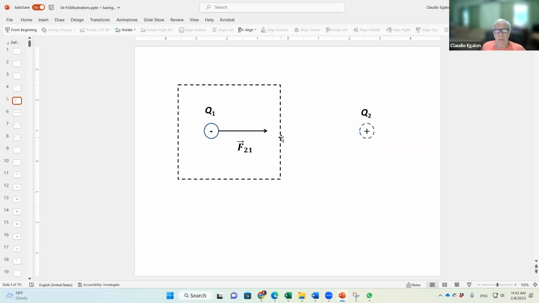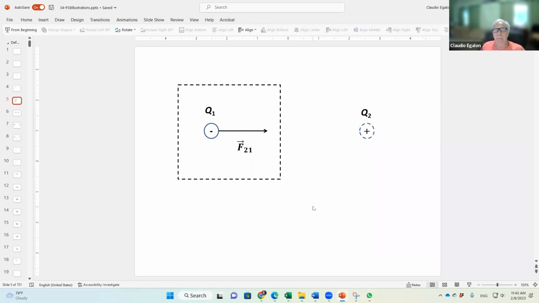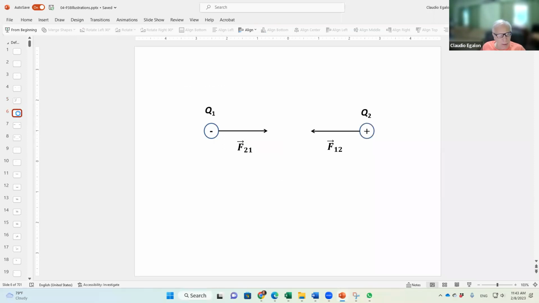And we have this force that charge number 2 is exerting on charge number 1. That's the electric force. That's what the notation is all about. Force of 2 on 1. That's what this notation means: force of charge number 2 applied to charge number 1. Make sense?